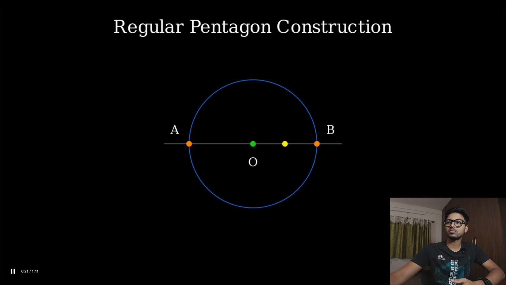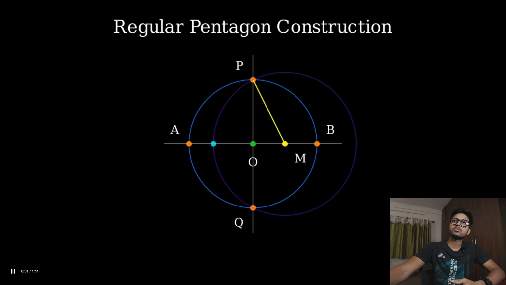Next, we find the midpoint M of segment OB and draw a vertical line through O, intersecting the circle at points P above and Q below. Draw a circle centered at M with radius MP. This circle intersects the horizontal line at point N to the left of M. Watch as we construct this key measurement. Now we draw a circle centered at P with radius PN. This intersects our main circle at 2 points, V1 on the left and V5 on the right. These are our first pentagon vertices.